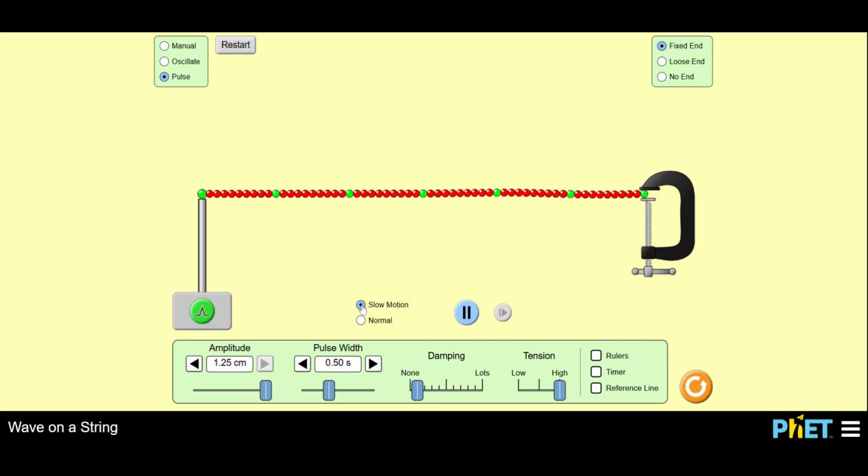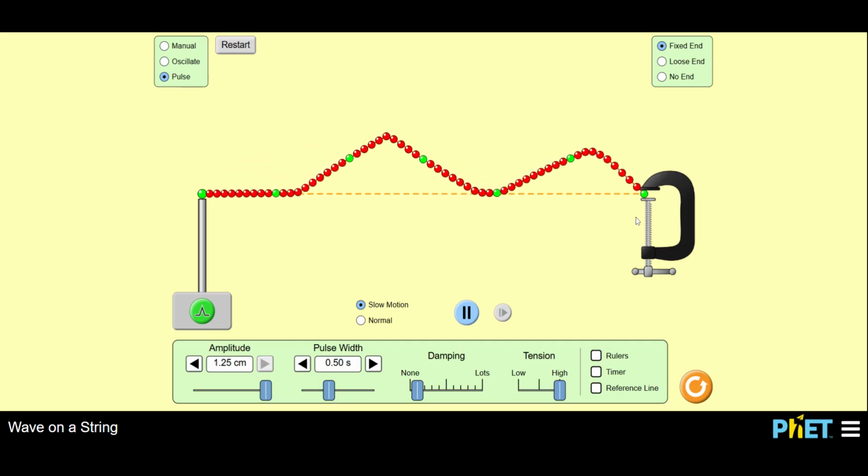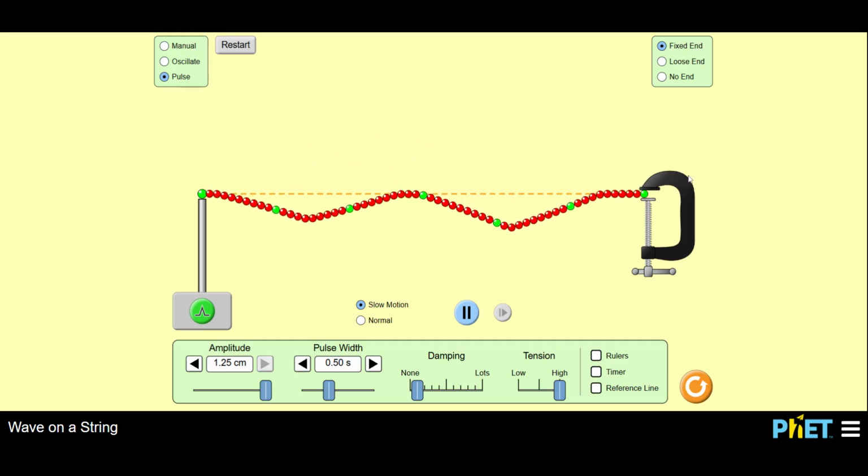Let's look one more time, this time in slow motion. There's the first pulse. Here's the second. The first one reflects, and for a moment, we have a straight line.